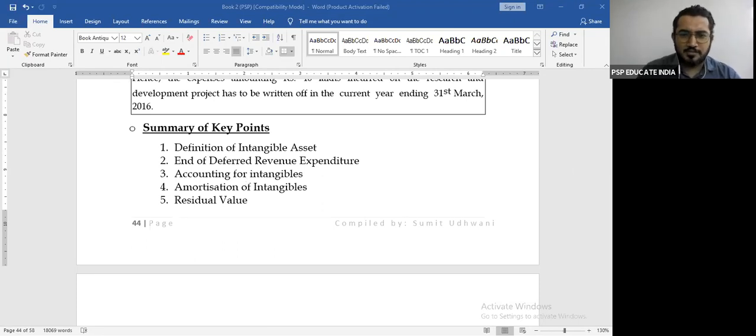The first one is the definition of an intangible asset. So what is the definition? The definition says that it is an identifiable non-monetary asset without physical substance which is held for production of goods, provision of services, rental to others, and for administrative purposes. Then we had the end of the deferred revenue expenditure concept. The deferred revenue expenditure that we used to do earlier is now brought to an end by accounting standard 26 since it does not satisfy the definition criteria. However, we must remember that if some other accounting standard tells you to defer, you will defer.